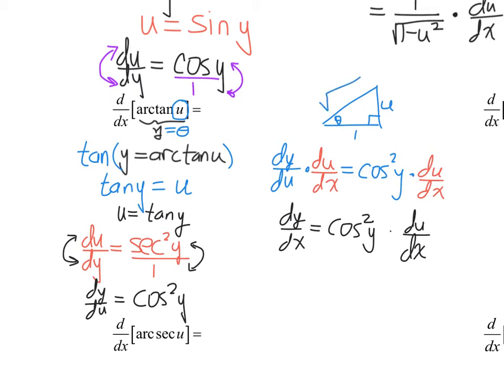Hypotenuse would be what? The square root of 1 plus u squared. Either way, it's going to work. So cosine of y, which is the same as cosine of theta, is adjacent over hypotenuse, so 1 over the radical but squared, would be 1 over 1 plus u squared, times du dx.